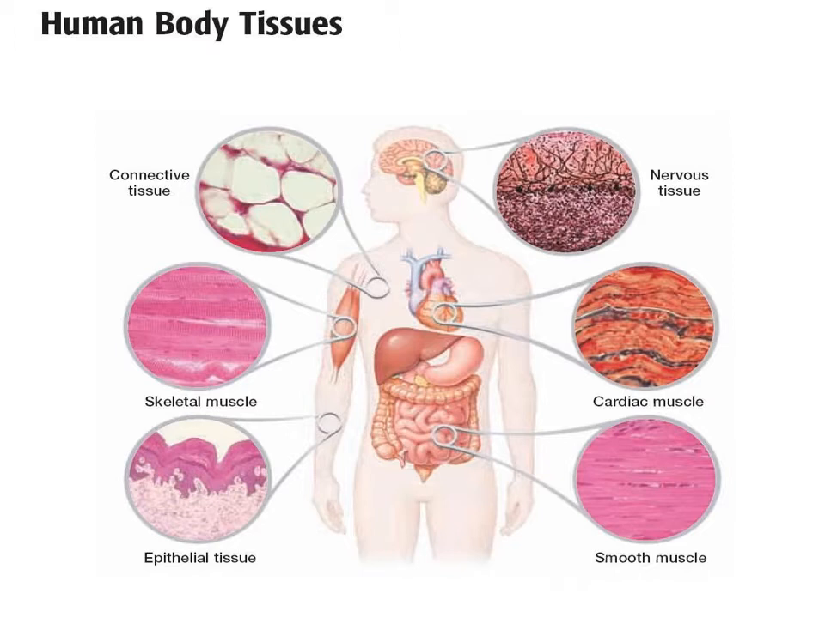The connective tissue we'll talk about is what holds the body together. We'll go into detail about the different types of connective tissue. And then finally, nervous tissue, which is going to be neurons and supporting cells for the neurons.